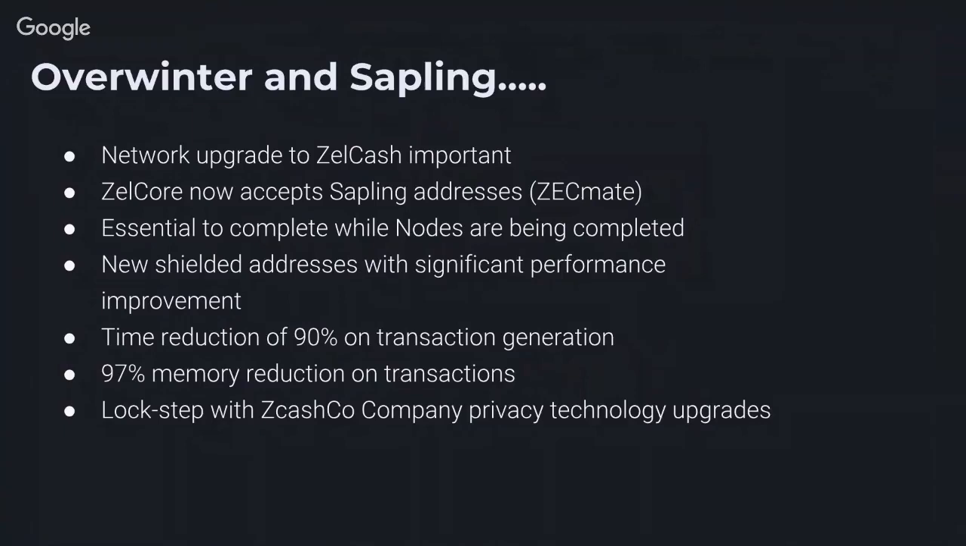And we also want to be able to reduce our transactional times by 90% and 97% memory reduction on those transactions as well. And it puts us in lockstep with the Zcash company privacy technology upgrades. So there are particular facets of that that we will accept that comes with Zcash, but I think we're in the process right now of discerning which ones those are. So we're not going to do a blanket upgrade, so to speak, to move from where Zcash is to where ZelCash will be, but rather be very selective with what we are doing in terms of what's going to work best on our infrastructure. Advance the slide, Parker.